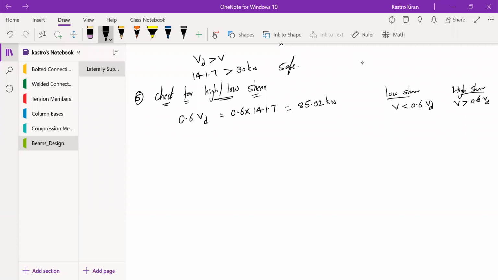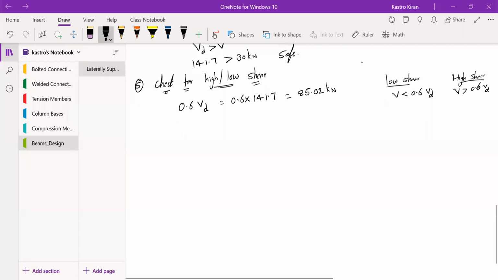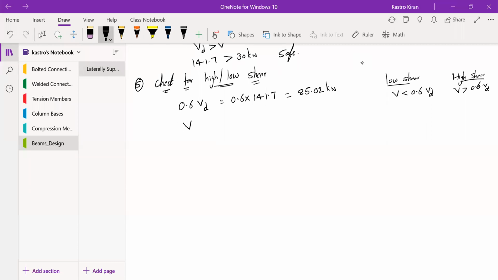So what is the value of V? It is 30 kilonewtons and 0.6 VD is 85.02 kilonewtons. So here V is less than 0.6 VD. When V is less than 0.6 VD, it is the case of low shear. So therefore, it is low shear case, right? I hope it is clear for all of you how to find out the high shear and low shear case.